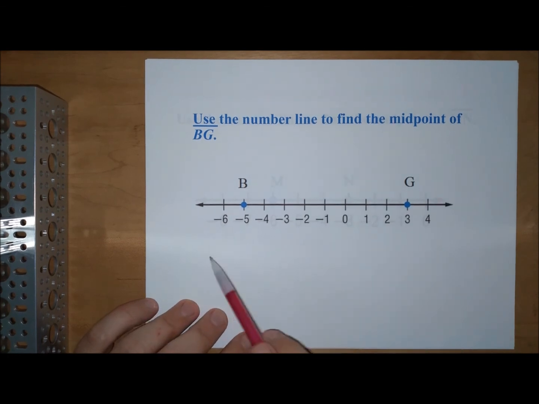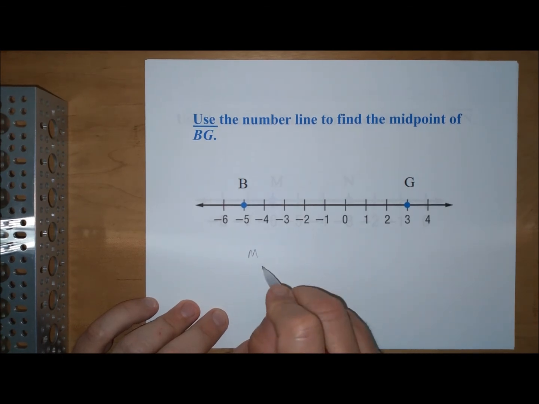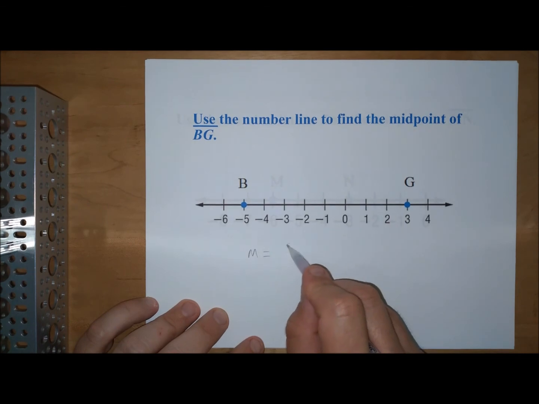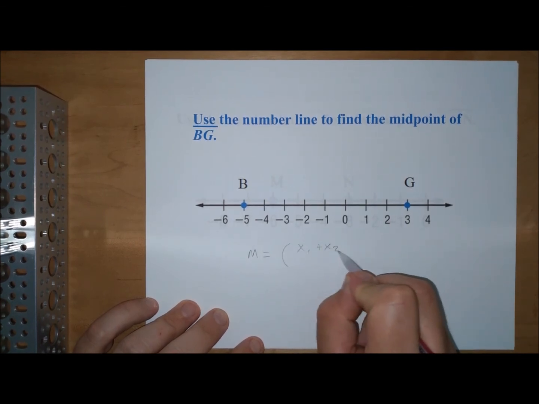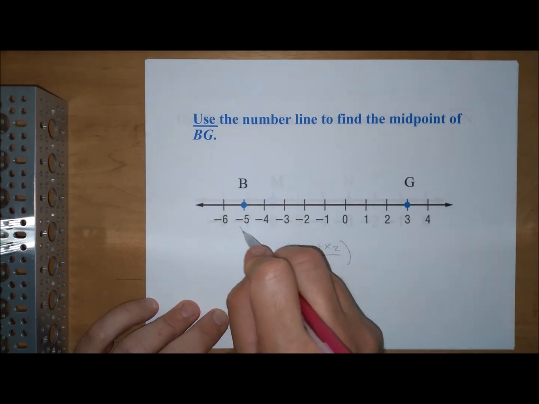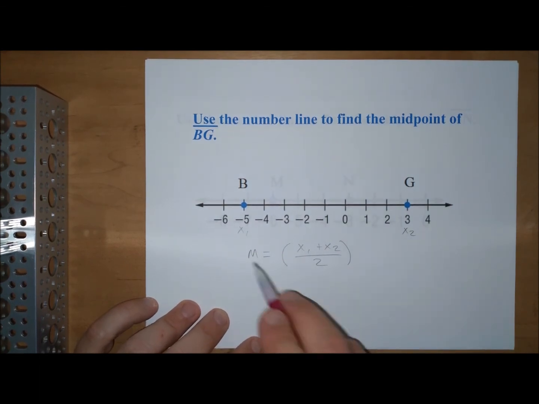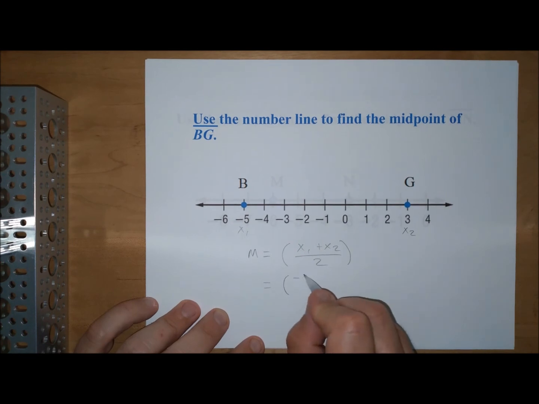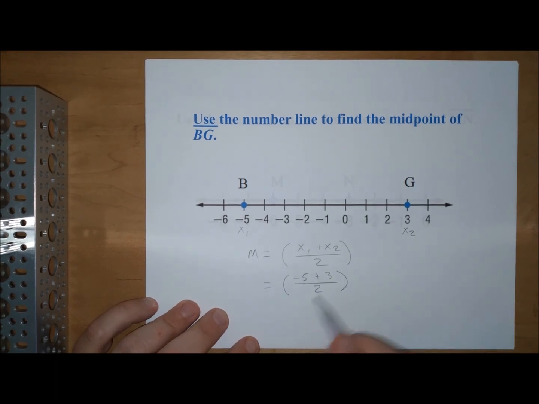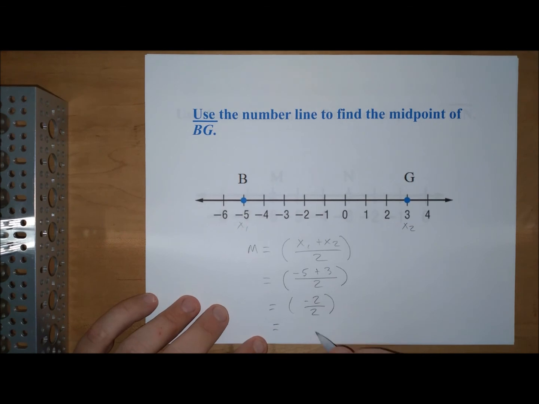So could we try an example here? Could we use the number line to find the midpoint of BG? The midpoint, we'll call it M, is going to be (x1 + x2) divided by 2. That's our midpoint formula. Let's call this x1 and this x2. We're basically going to find the average of the endpoints. So negative 5 plus 3, divided by 2. What's negative 5 plus 3? That gives me negative 2. So this is negative 2 divided by 2. And what's negative 2 divided by 2? That's going to be negative 1.